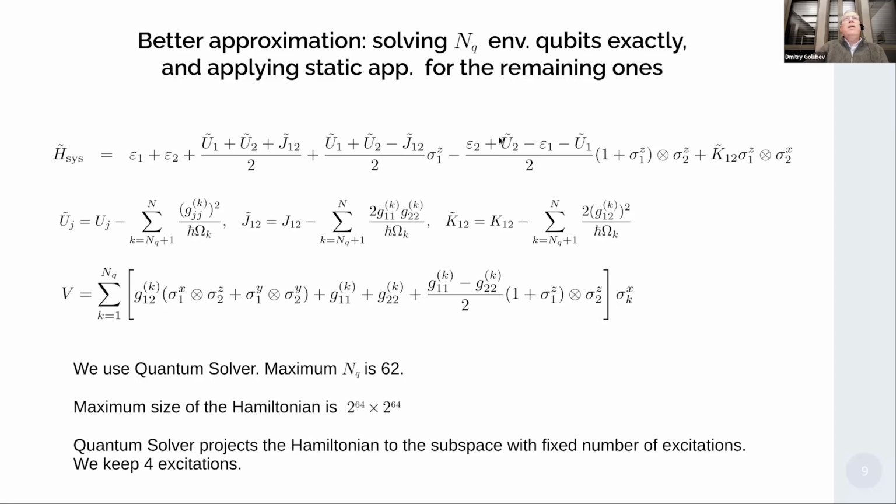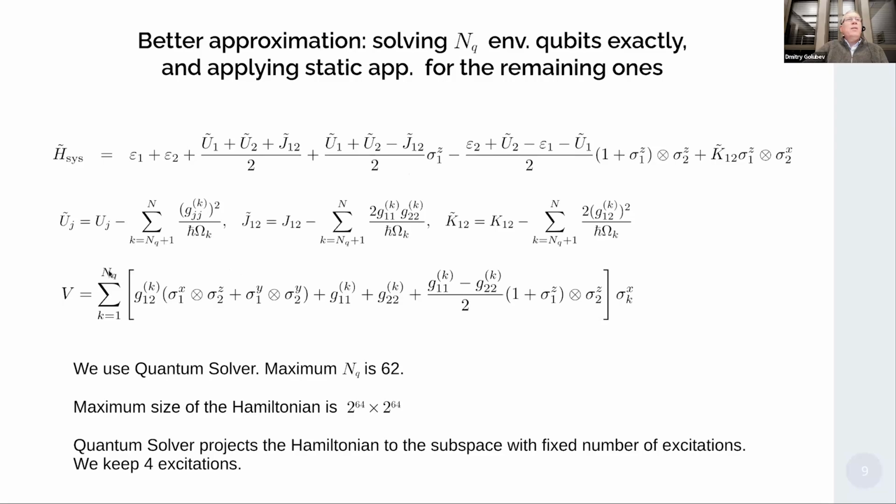And we can take NQ of such qubits and then vary this number and see what happens. And those which we do not solve exactly, we still put back into the lump shift. So the Hamiltonian of the system then again has this renormalized form, where the sum in the renormalization runs from NQ plus 1 to N, only over weakly coupled qubits. And the interaction term only contains now NQ qubits.